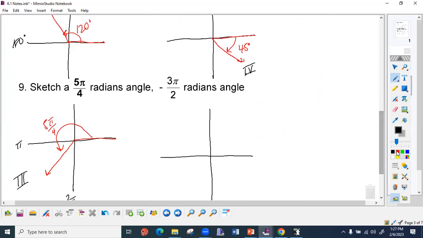So our negative 3 pi over 2 is here. The difference is because it's negative, instead of going counterclockwise to it, we're going clockwise. We're going this way. That's the angle. So this is negative 3 pi over 2. The direction of your angle on the coordinate plane determines whether it is negative or positive.